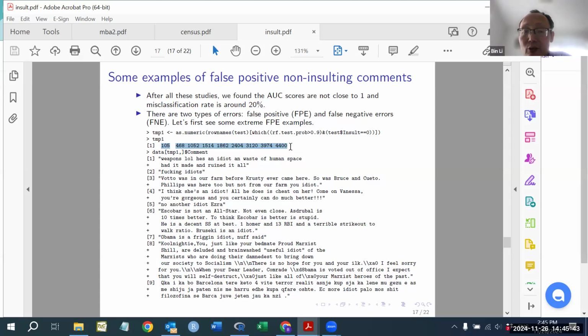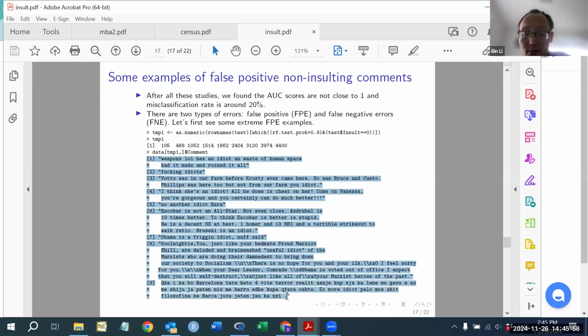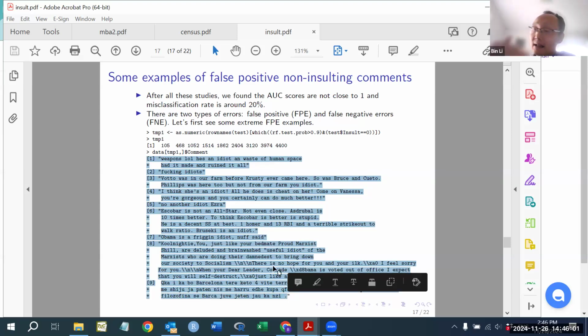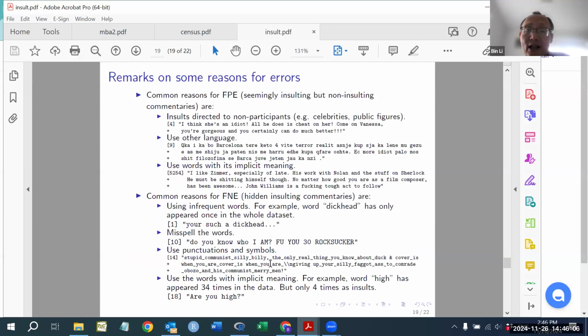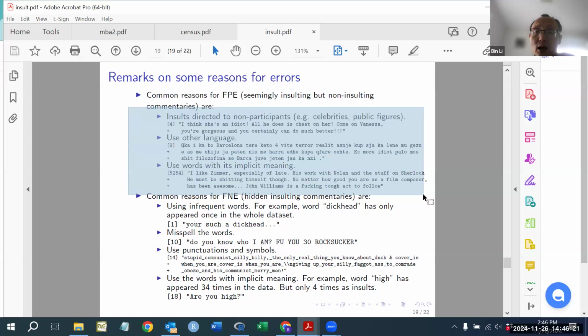So all these samples in the random forest are predicted to have over 90% chance to be insulting, but actually they are all neutral. Then I look at these comments, and after taking a close look, I can find out why we made this mistake, why random forest made this mistake. For those false positive errors, I found three main reasons that those classifiers made mistakes.